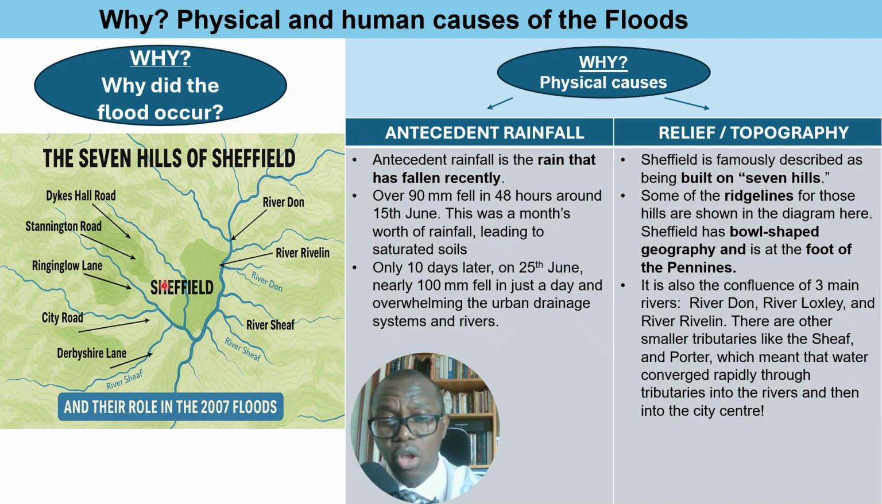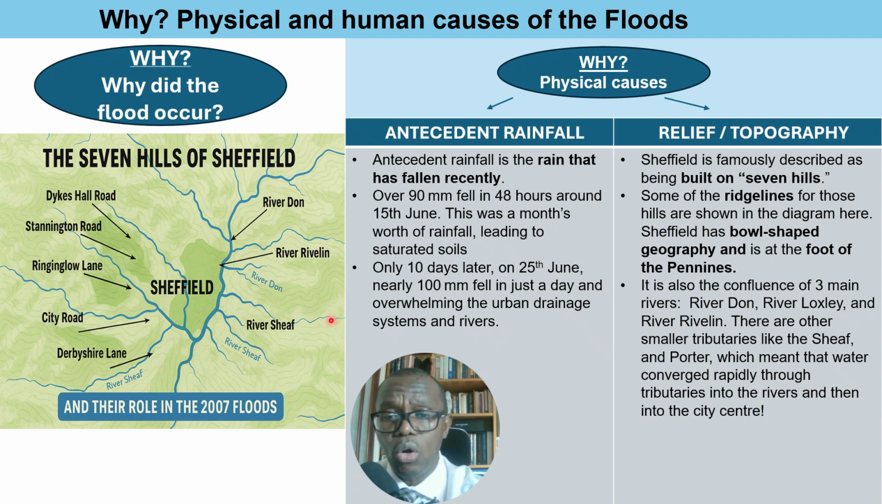So there's a lot of water in and around Sheffield, and we know that that is also a physical cause of the flood. The fact that Sheffield is located at the confluence of 3 rivers, combined with the relief or the topography of the land, and then the other thing is that Sheffield is right at the bottom of it. So it's actually the floodplain where all the water is coming to meet.